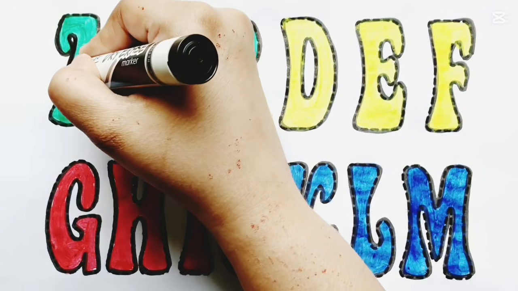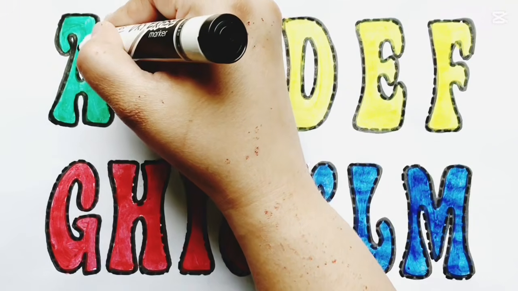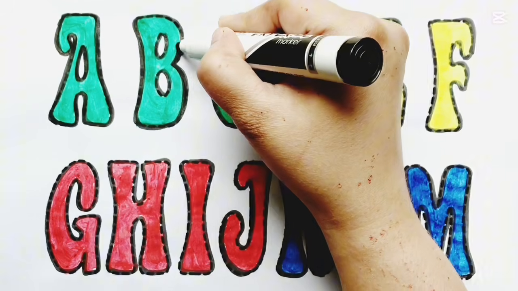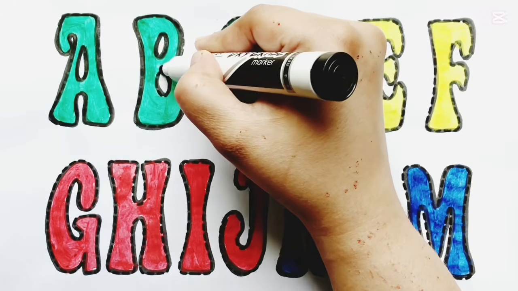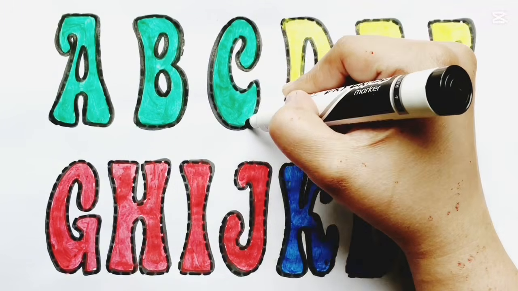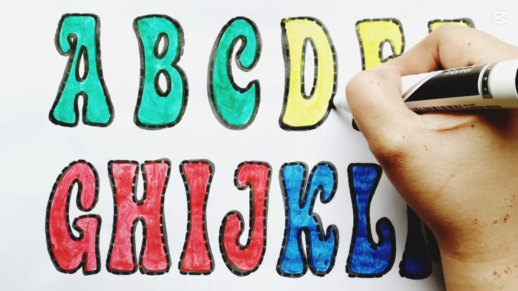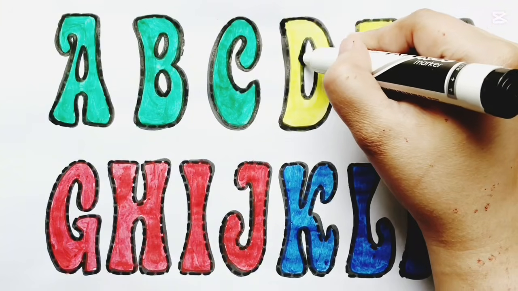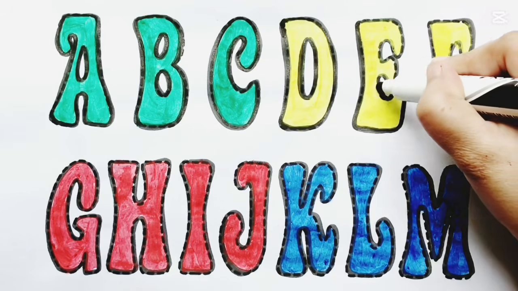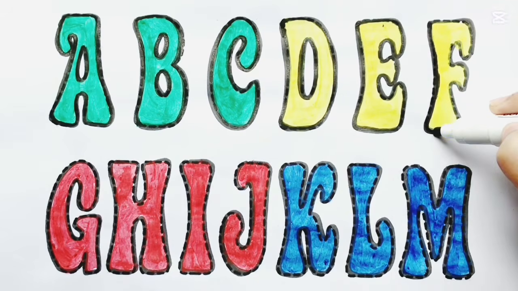1, 2, 3, let's go! A, B, C, count the rhythm and 1, 2, 3, we're singing all together.